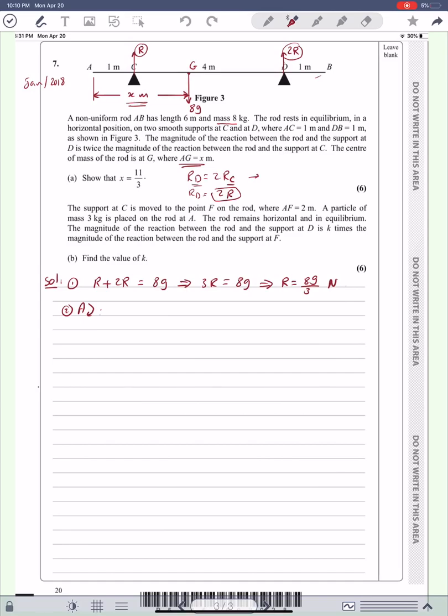So we have clockwise and anti-clockwise. Label this. From here is anti-clockwise, from here is clockwise, from here is clockwise. So we have R for clockwise, at a distance of 1 meter from A, plus 2R, since from D to B is 1 and it is 6 meters. So between D and A is 5 meters, is equal to 8G times X that he wants.